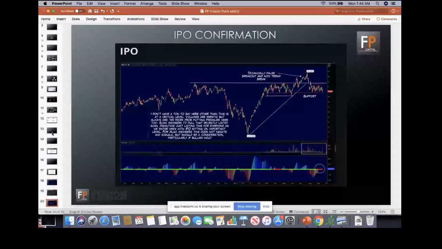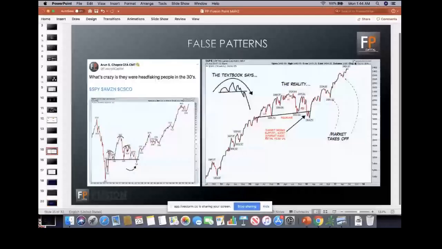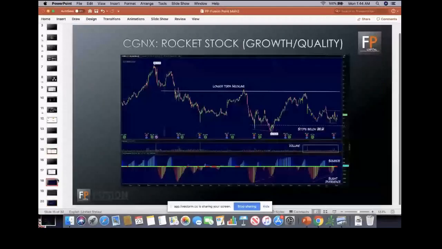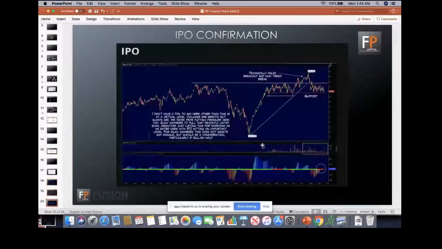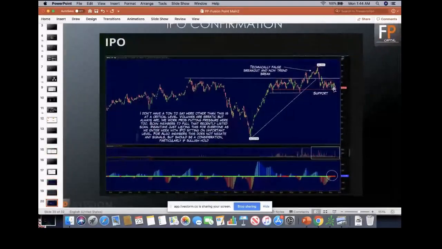And again, all you have to do is go back to any example like this, and I'm sure you've all been there, where something looks like it's going to break and it doesn't. And so what are our advantages? And again, as you go through the candles here, I will show you with IPO. This is one of my favorite examples.